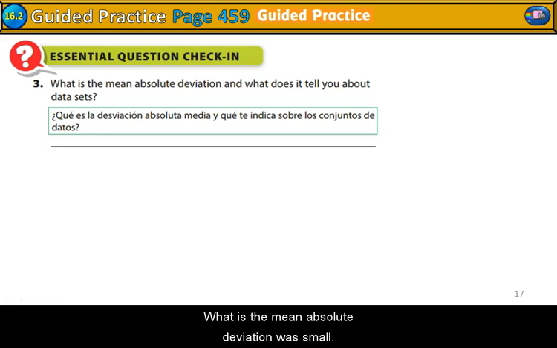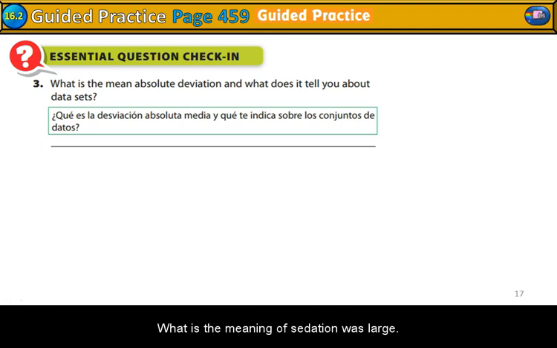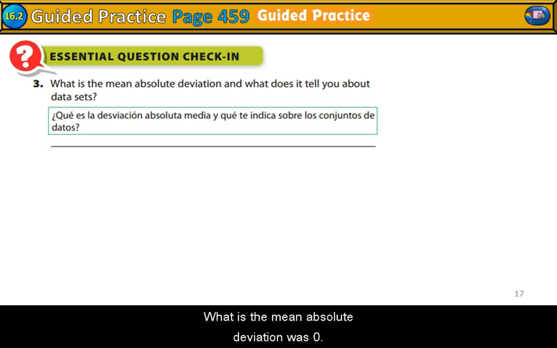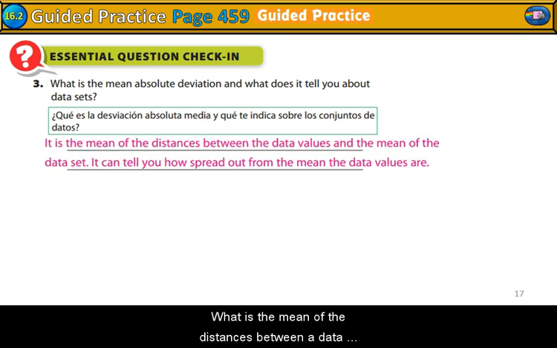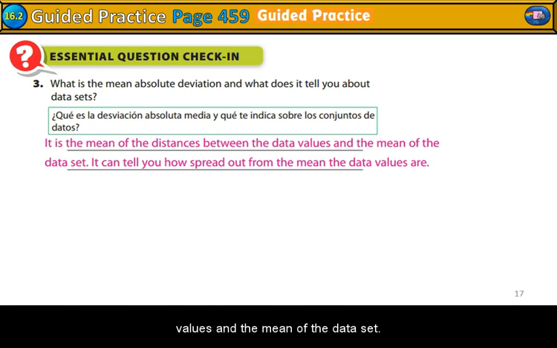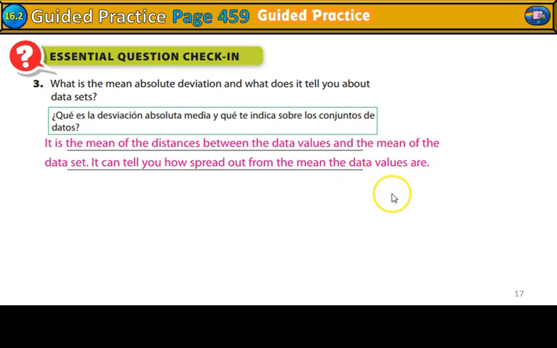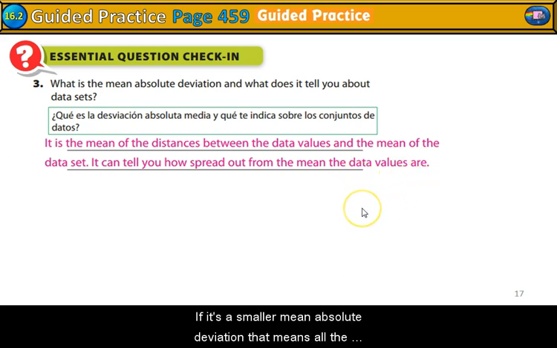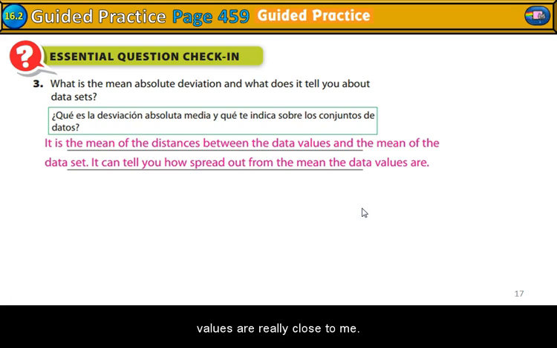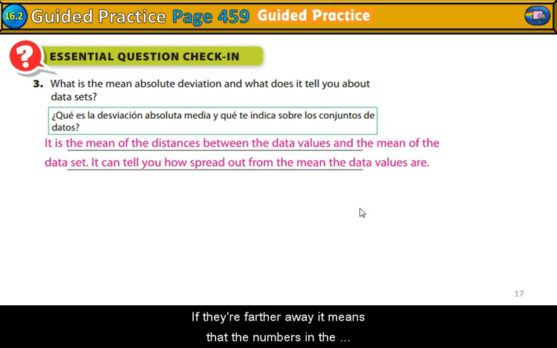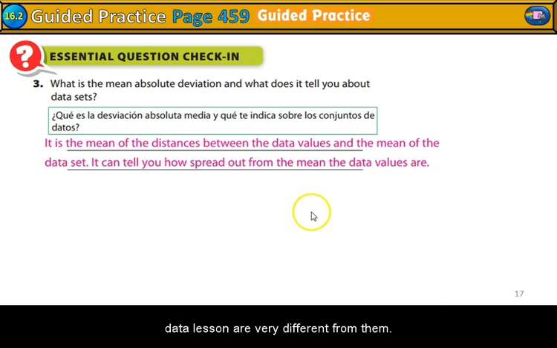What if the mean absolute deviation was small? What if the mean absolute deviation was large? What if the mean absolute deviation was 0? So what does the mean absolute deviation tell you about a data set? That's right. It is the mean of the distances between the data values and the mean of the data set. It can tell you how spread out the data values are. If it's a smaller mean absolute deviation, that means all the values are really close to the mean. If they're farther away, it means that the numbers in the data list are very different from the mean.